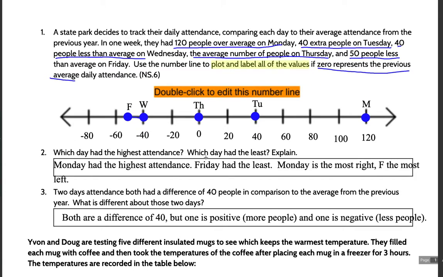Which day had the highest? Which had the lowest attendance? Monday has the highest because it's farthest to the right. It's the greatest. And Friday had the least attendance because it is farthest to the left.